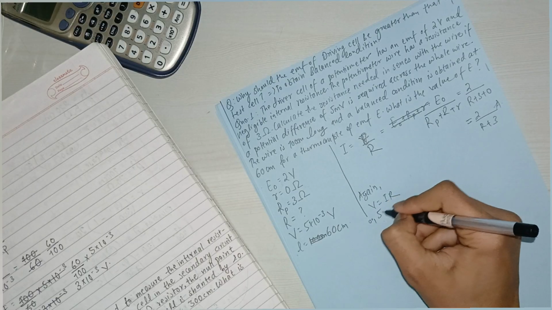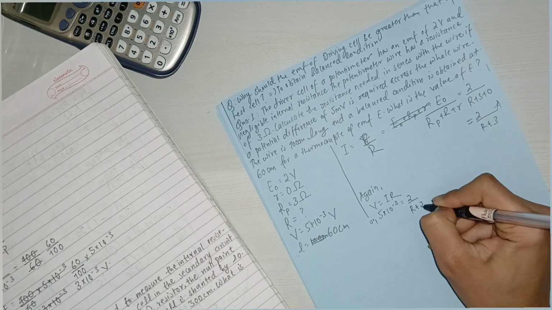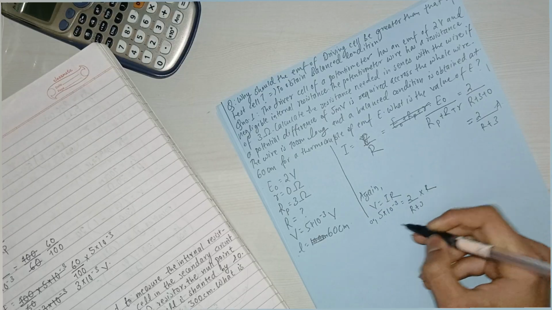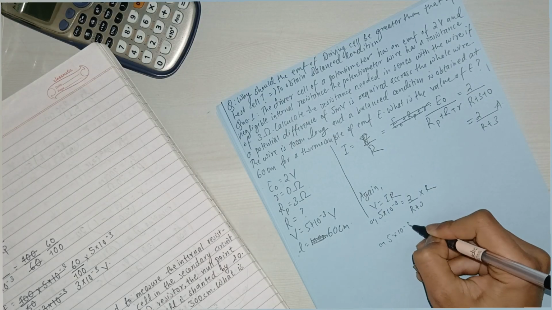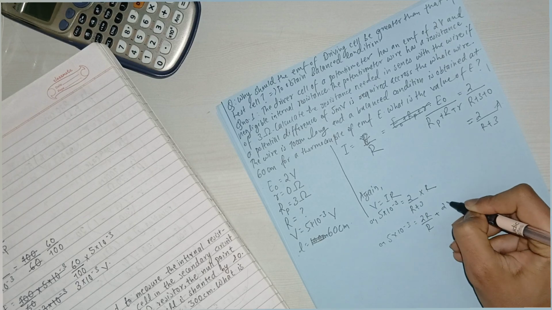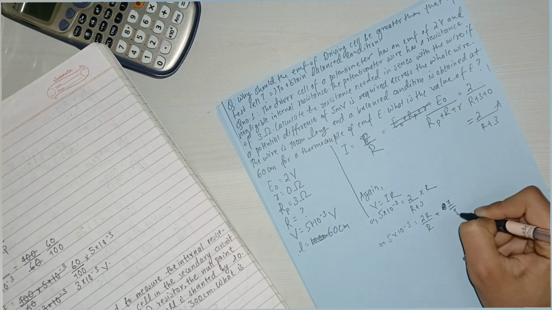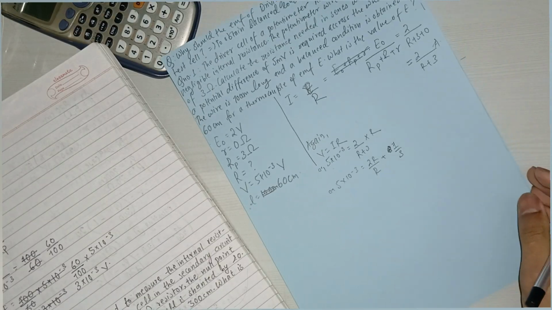V here is now 5 into 10 to the power minus 3 equal to 2 by R plus 3 into R. From here you can find the value of R. 5 into 10 to the power minus 3 equal to 2R by R plus 2 plus 1 by 3, I think, right?